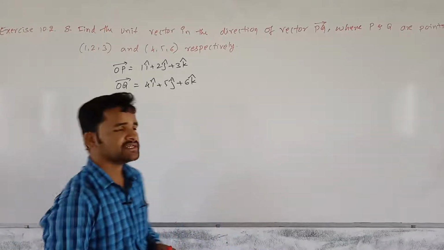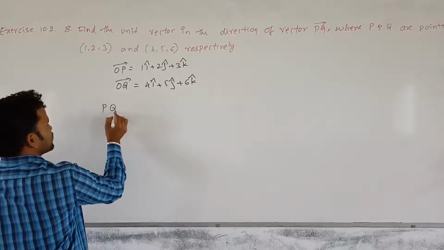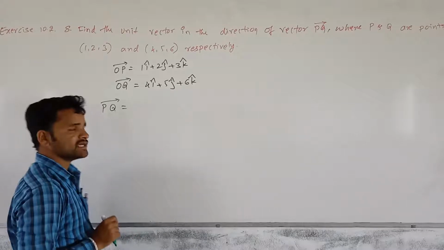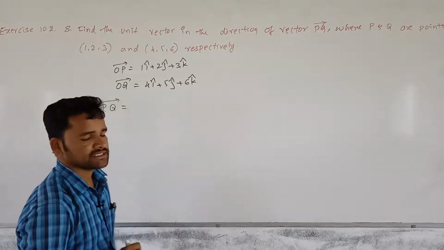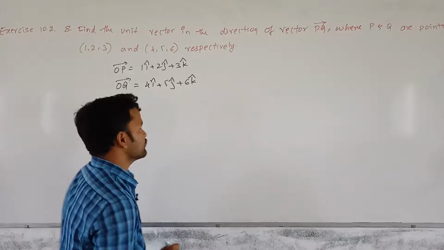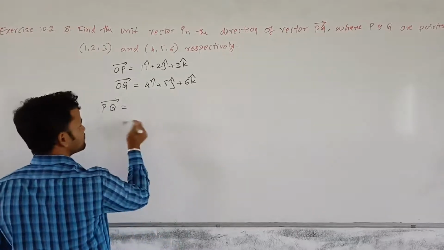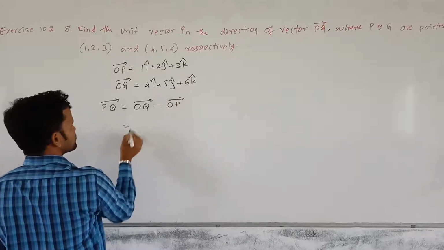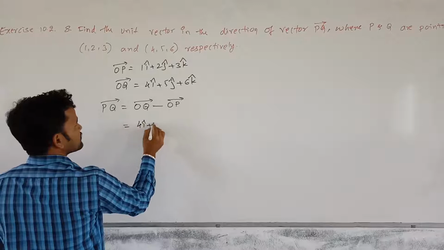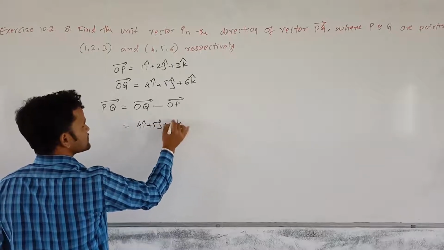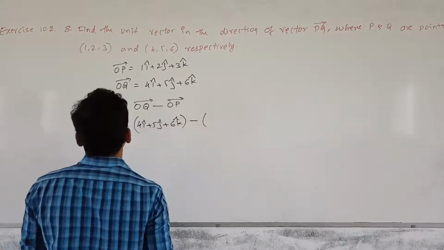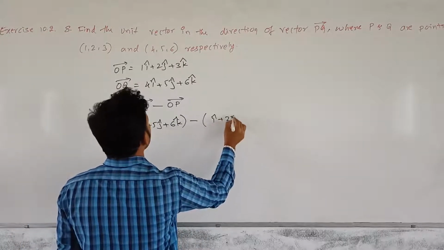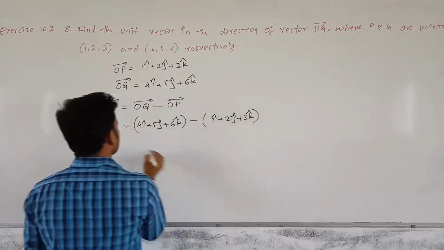Now, here you see, find the unit vector in the direction of vector PQ. First of all, let us find out vector PQ. Vector PQ is a vector joining two points P and Q, where P is initial point, Q is a terminal point. Now, vector joining two points, vector PQ is equal to position vector of second point minus position vector of first point. 4i plus 5j plus 6k minus of position vector of point P, that is i plus 2j plus 3k.